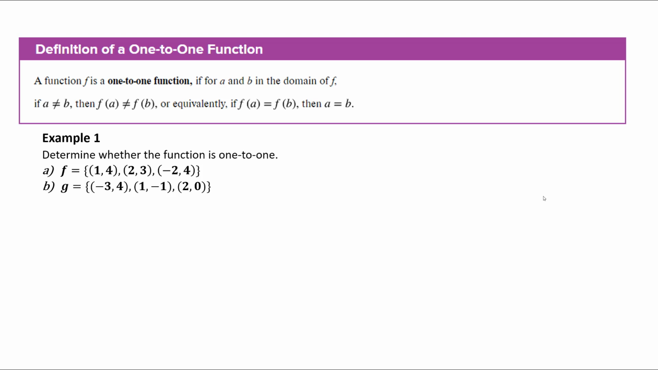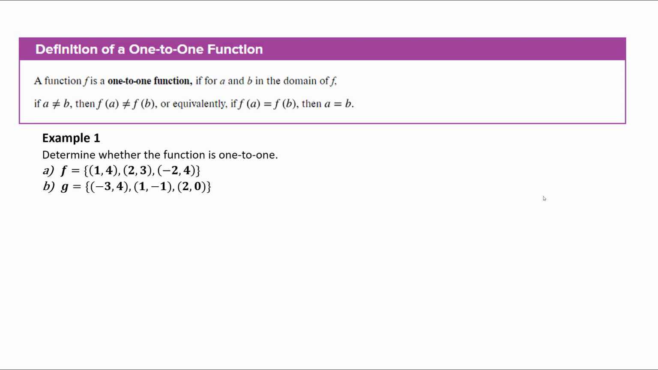So here's the definition of a one-to-one function. A function f is one-to-one if for a and b in the domain of f, if a does not equal b, then f of a does not equal f of b. Or equivalently, if f of a does equal f of b, then a has to equal b.